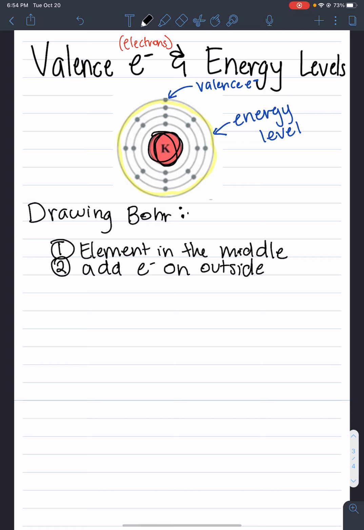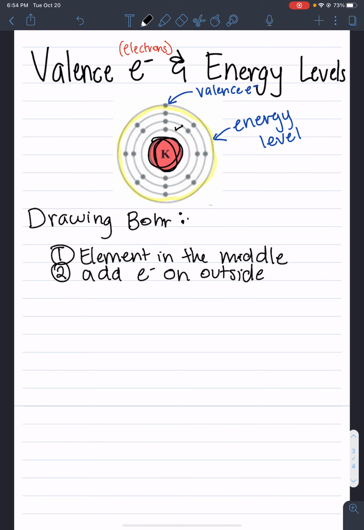So remember, our electrons are found outside in the energy levels, the different energy levels. And you'll notice that this most inward one actually only has 2 electrons in it. And then this outward one has 8 electrons. And then this one has 8 electrons. And then this one only has 1 electron. And so there are some rules we have to know to draw these things.